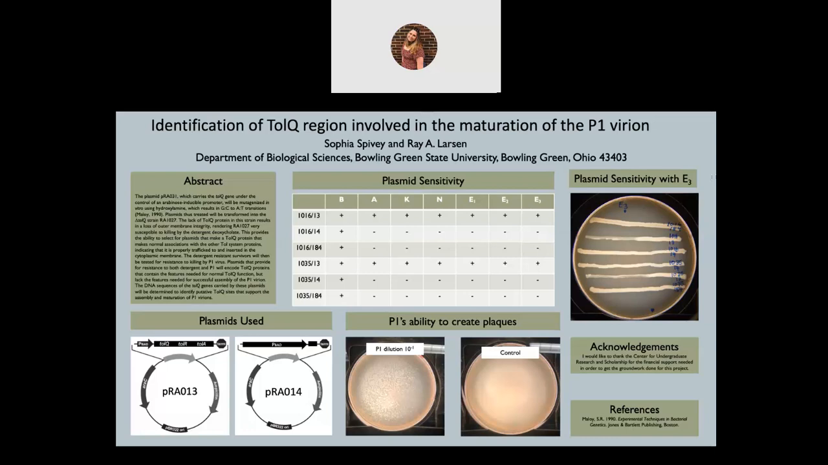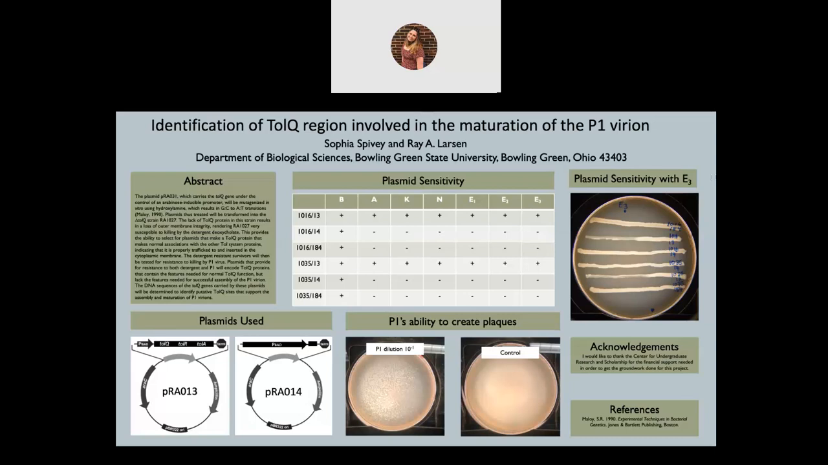If you look a little bit to the right, there's a picture of when we used E3 to show plasmid sensitivity. So you can see that 1016-13 and 1035/13 are the only two on there that show any plasmid sensitivity. So every time PRA013 is present, it is sensitive. When we had the PRA014, no sensitivity at all.